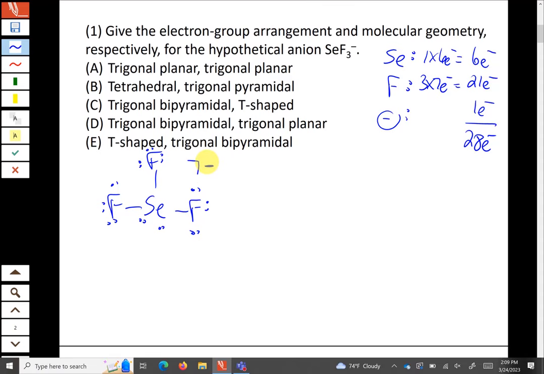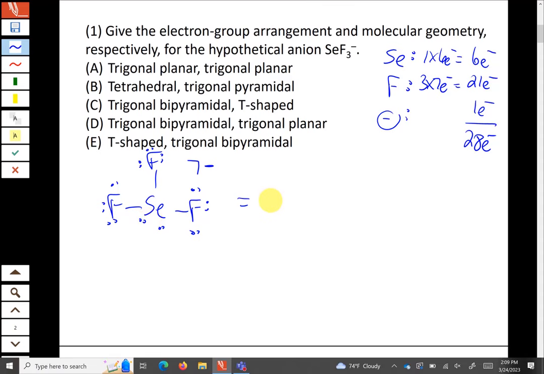Now what this question asks us to do is determine then the corresponding electron group arrangement and molecular geometry. So the electron group arrangement is going to be determined by the total number of electron groups that are around the central atom. An electron group is going to be counted as an atom that's bonded to the central atom or a lone pair that's on the central atom. So any of those would count as 1 electron group.